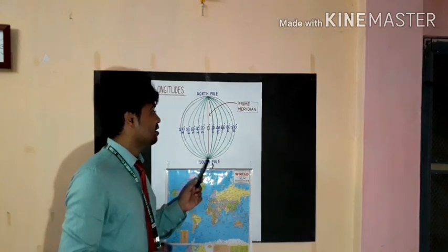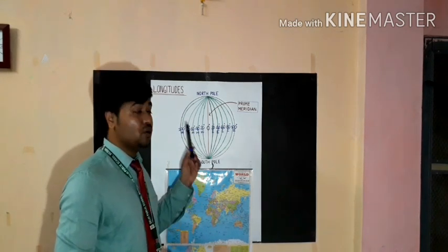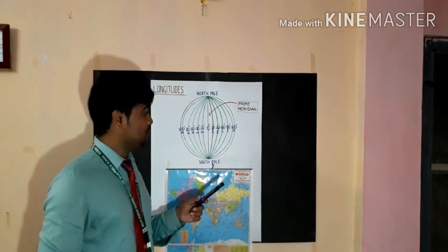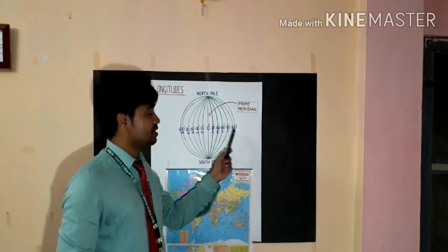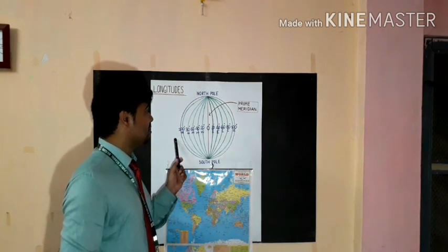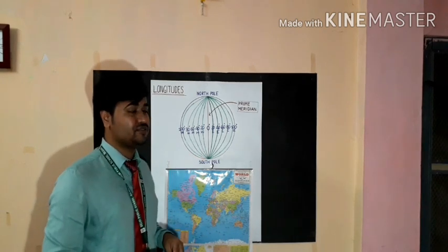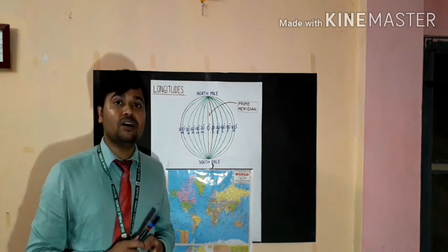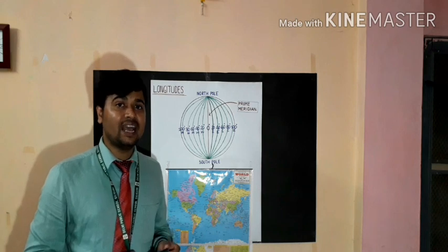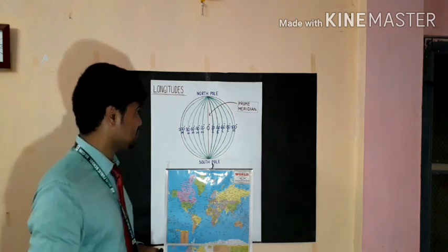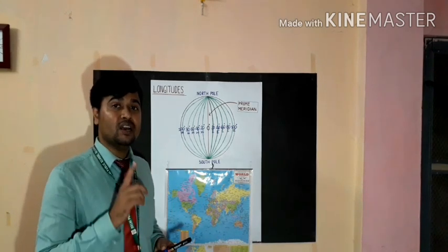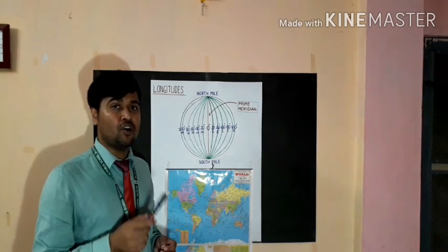Number 5, there are 180 longitudes in the eastern hemisphere and 180 in the western hemisphere. So the total number of longitudes is 360. Next, the distance between two longitudes is not the same.